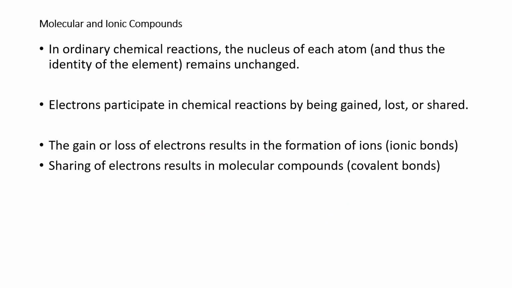In ordinary chemical reactions, the nucleus of each atom and thus the identity of the element remains unchanged. Electrons are actually going to be participating in chemical reactions by being gained, lost, or shared. The gain or loss of electrons results in the formation of ions or ionic bonds, but the sharing of electrons results in molecular compounds, which have covalent bonds.